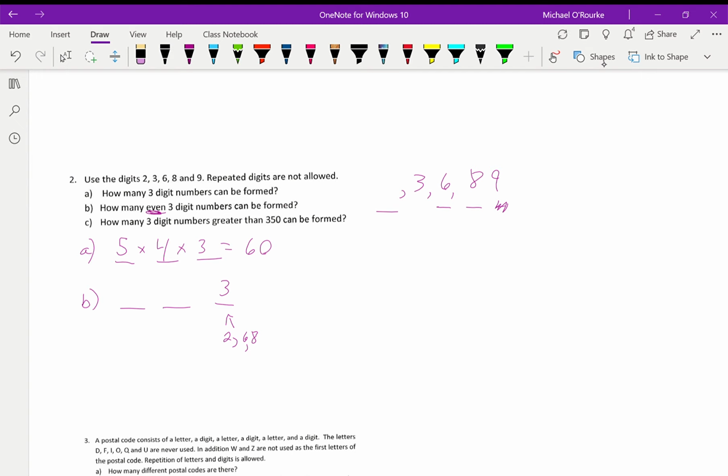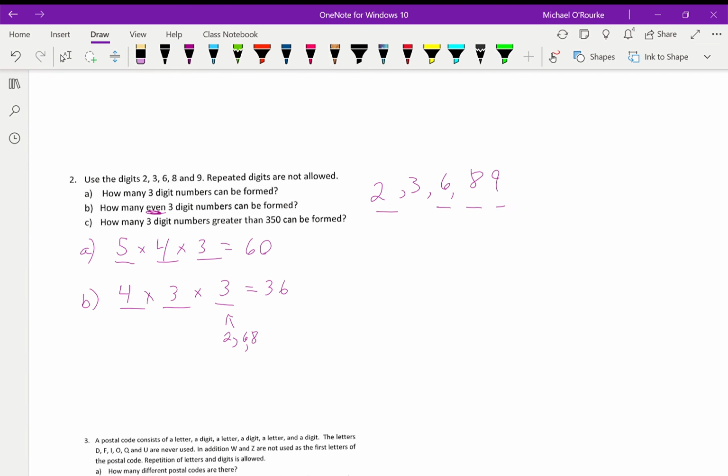Okay, so for example, let's say we take the 2. Therefore, how many options do I have left for here? I have four, and then I get rid of another one. I would have three options left. So that equals 36. Okay, two and three.